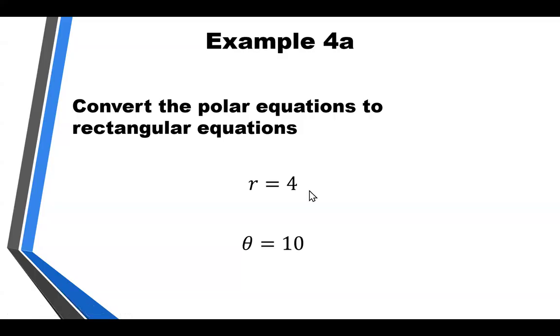And that's because that's what our building blocks are. R equals number, theta equals number. R equals number gives me a circle centered at the pole or centered at the origin. Theta equals a number gives me a line through the origin or a line through the pole.